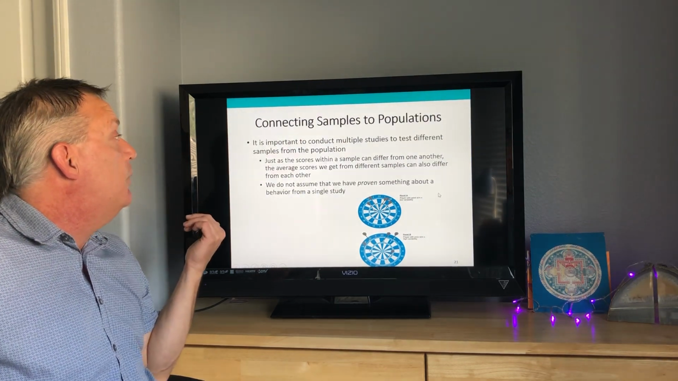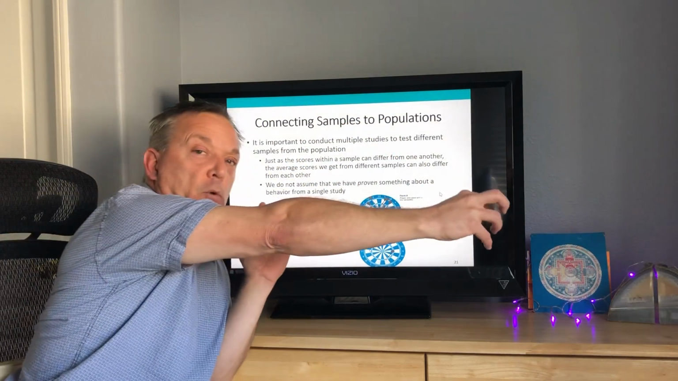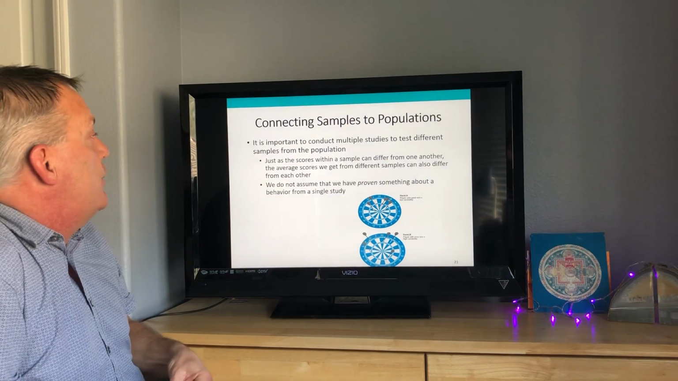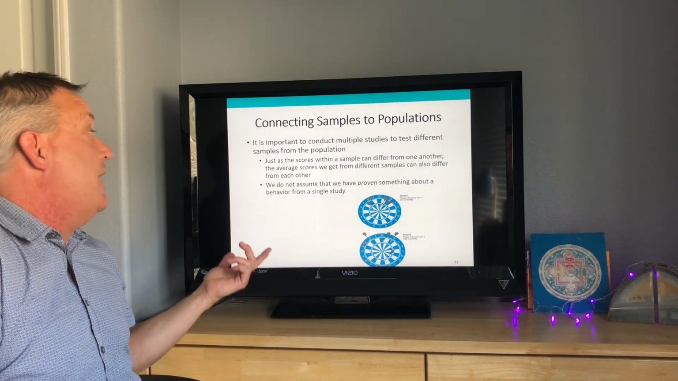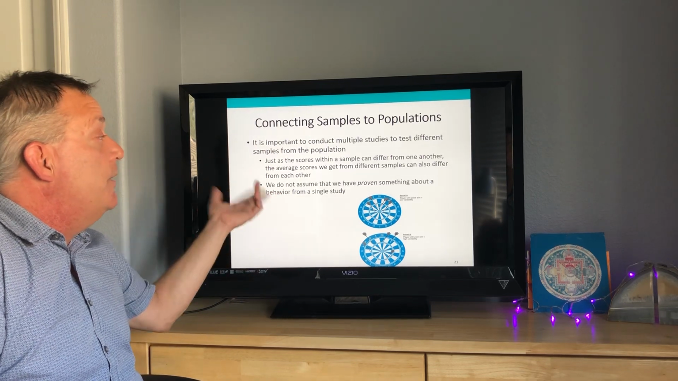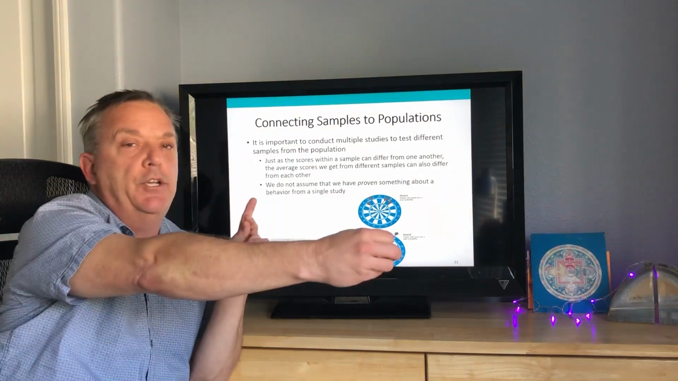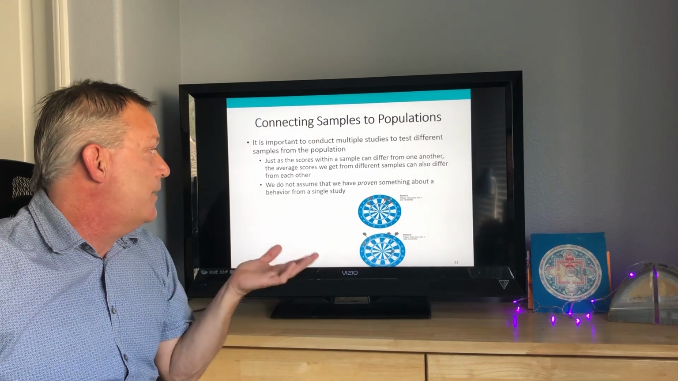So it's important to conduct multiple studies to test different samples from the population, right? You could choose someone from the 115, the Mensa bus loads, right? Just as the scores within a sample can differ from one another, the average scores we get from different samples can also differ from one another. And we do not assume that we have proven something about a behavior from one single study, right? Because that could just have been the Mensa group showed up and it wasn't caffeine.